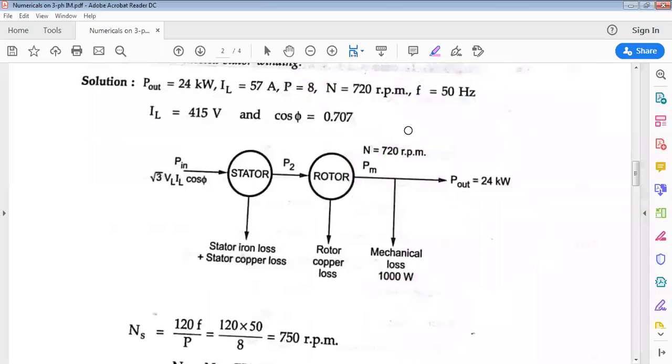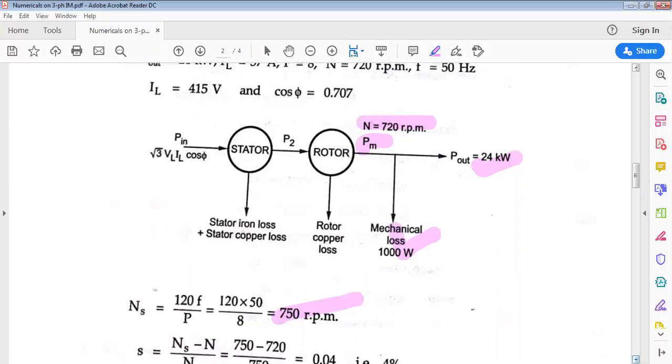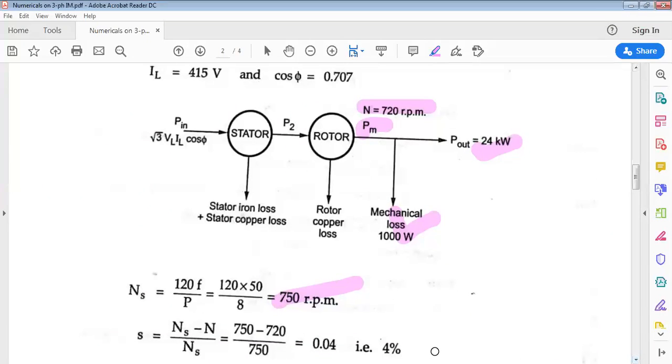Yes, what we have done: we added these two and got PM. Now N is given as 720, and NS we have calculated as 750. Using this, what can we calculate? Slip. Very good. Calculate slip. S is equal to NS minus N upon NS. Do you get 4% or 0.04? Are you getting slip?